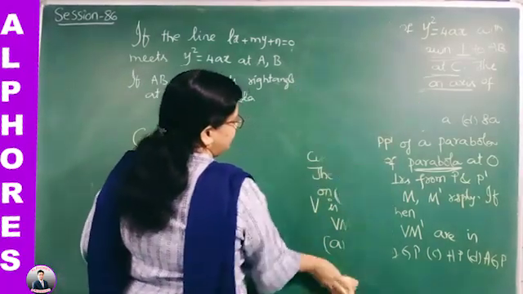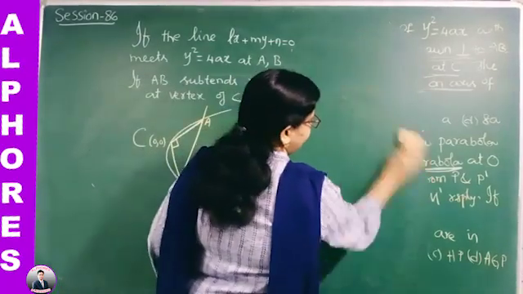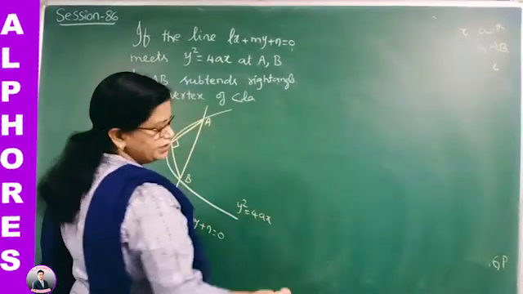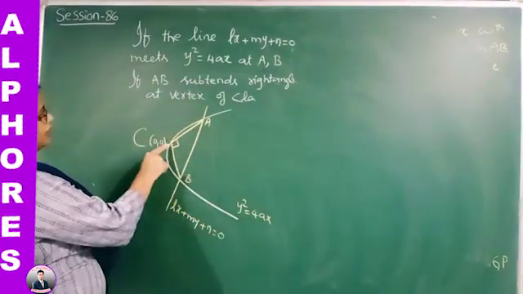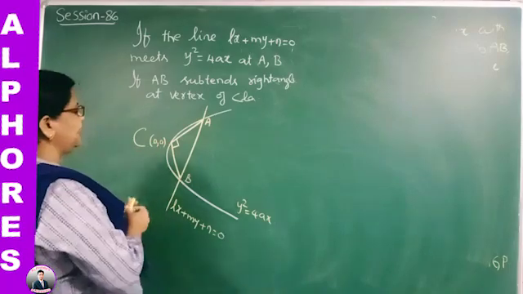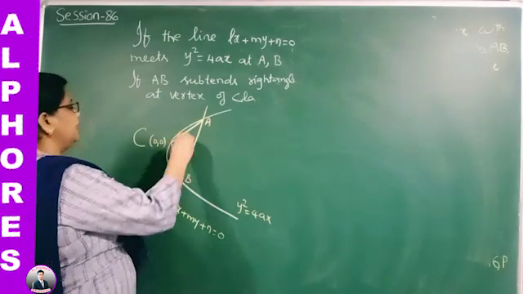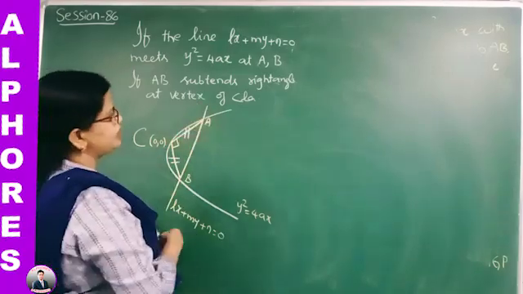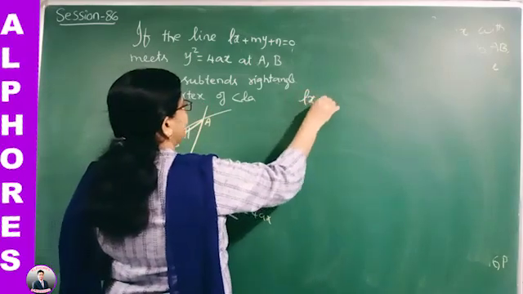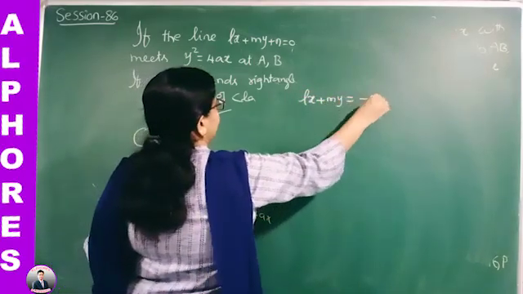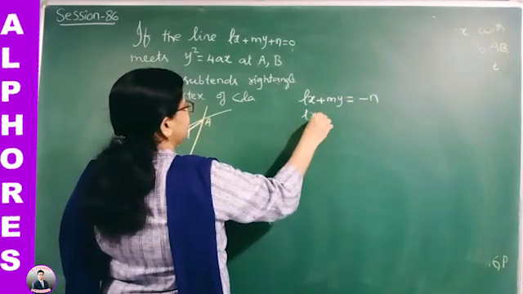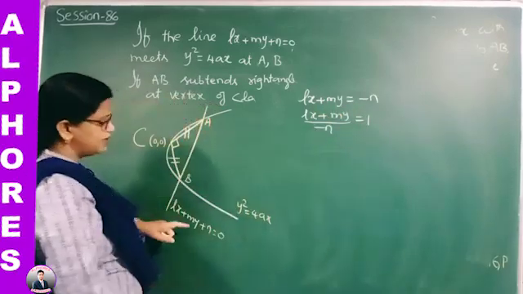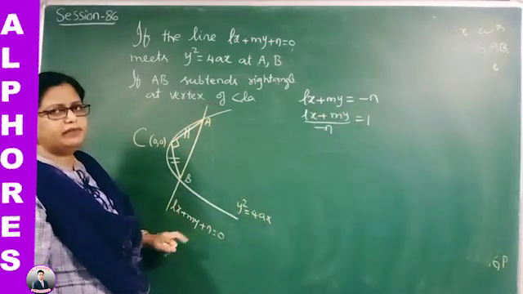This concept we can apply only when the point where the angle is subtended is exactly the origin. If the point is the origin, then only we make use of it. Here the vertex is the origin, and these are the two lines which are at right angle. Therefore this line we want to reduce as Lx plus My is equal to minus n, and then we write it as Lx plus My divided by minus n is equal to 1. That's why we say this n must always be not equal to 0.